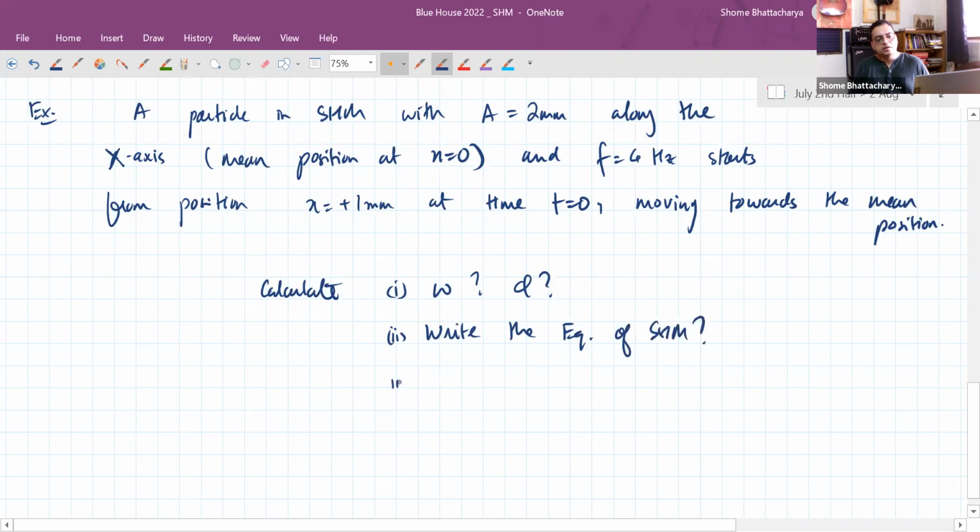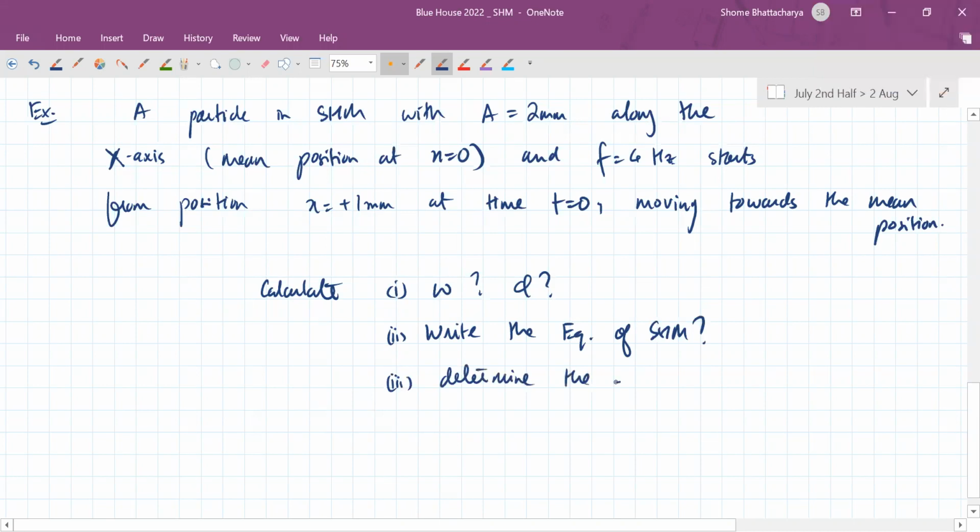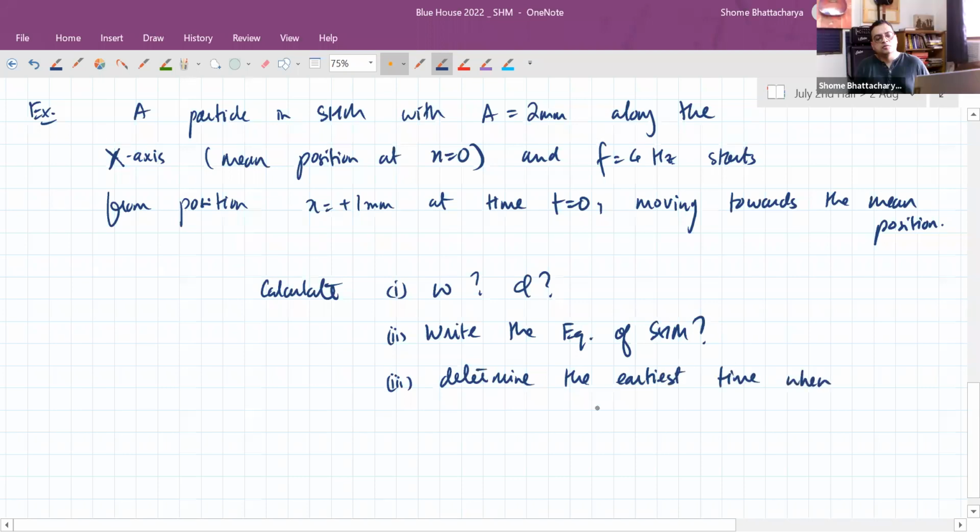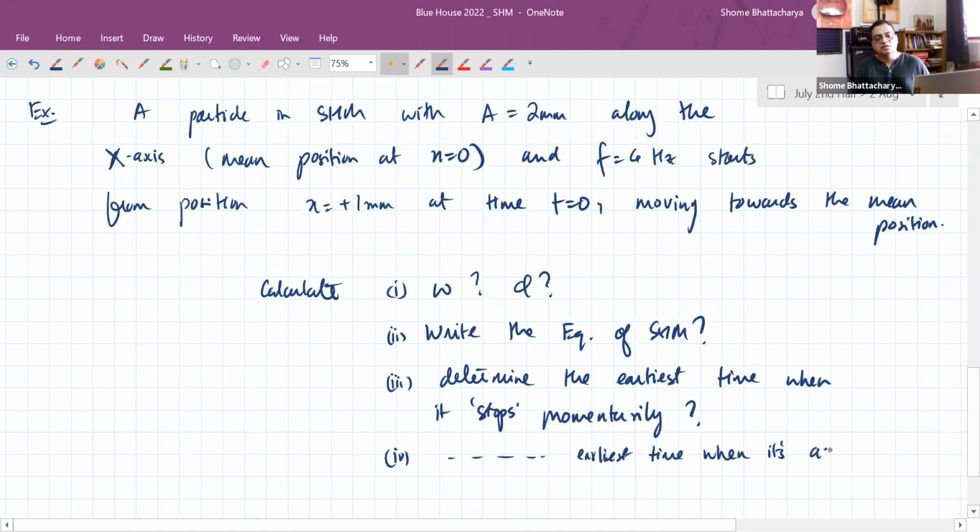And determine the earliest time when it stops momentarily. What is the earliest time at which its velocity becomes 0 momentarily? And we'll also determine the earliest time when its acceleration is equal to 0.